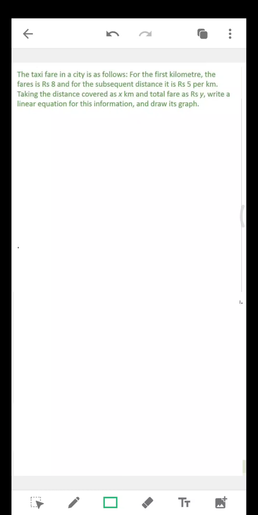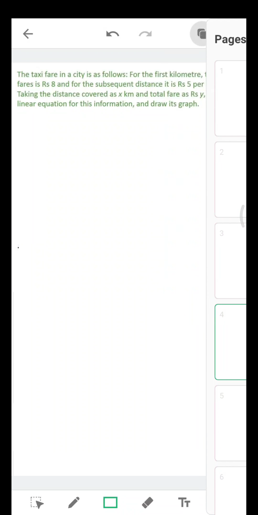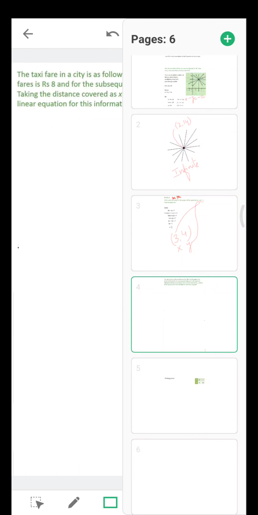So the question says the taxi fare in a city is as follows. For the first kilometer the fare is rupees 8 and for the subsequent distance it is rupees 5. For the first kilometer it is rupees 8 and for subsequent it is rupees 5. So let's see an example.